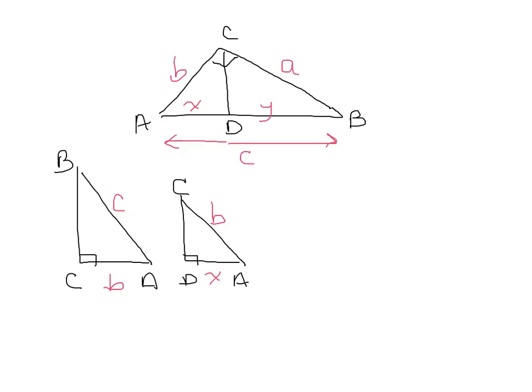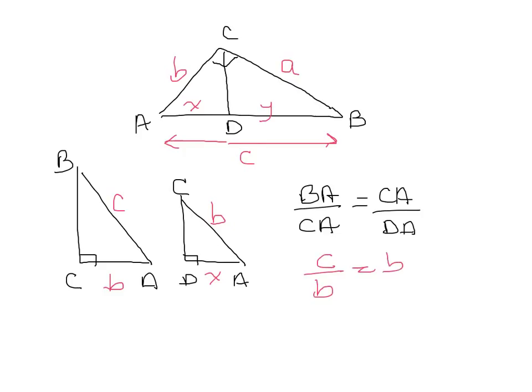So we can see that BA hypotenuse is to CA hypotenuse, as CA over here on the big triangle is to DA over here on the small triangle. And you can substitute C is to B as B is to X. And if we cross multiply, we have B squared equals CX. And therefore, taking the square root of both sides, we have B equals the square root of CX. Therefore, the conclusion is B is the geometric mean.